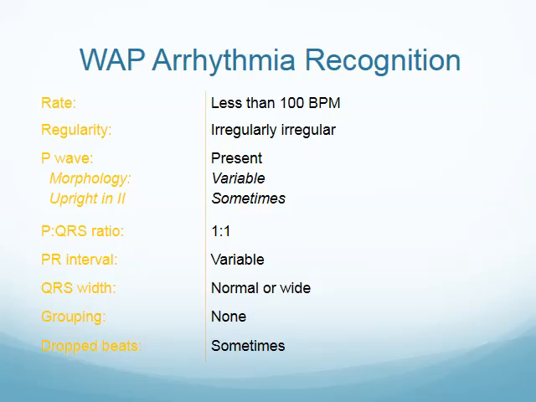So recognizing a wandering atrial pacemaker, our rate needs to be less than 100 beats a minute. It's going to be irregular. There will be P waves for every QRS. The P waves are present, but the morphology is variable. Some of the P waves are going to be upright in lead 2, but not all of them. The PR interval is variable. The QRS width should be normal, and there should not be grouping. You can have an occasional drop beat from this, depending on where the focus hits on the previous T wave.